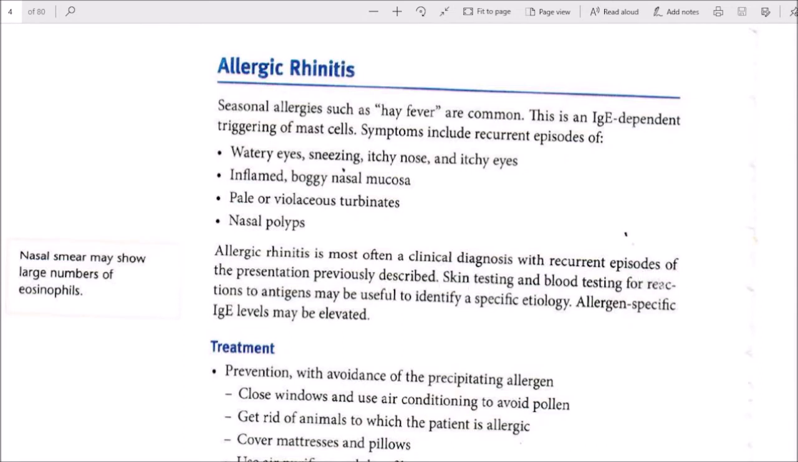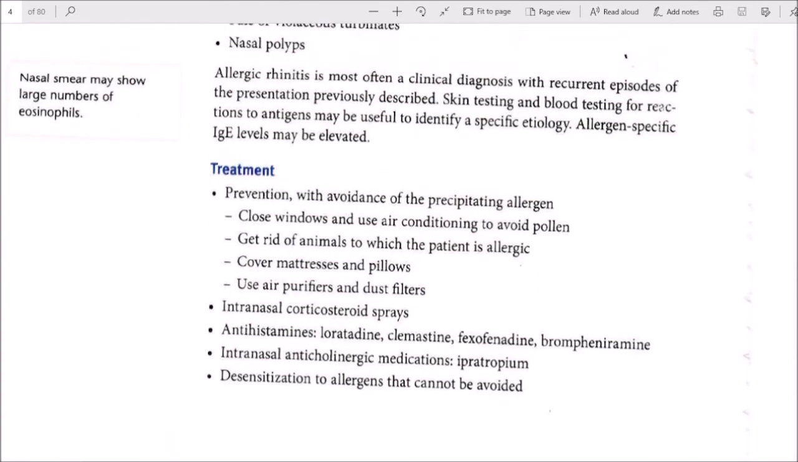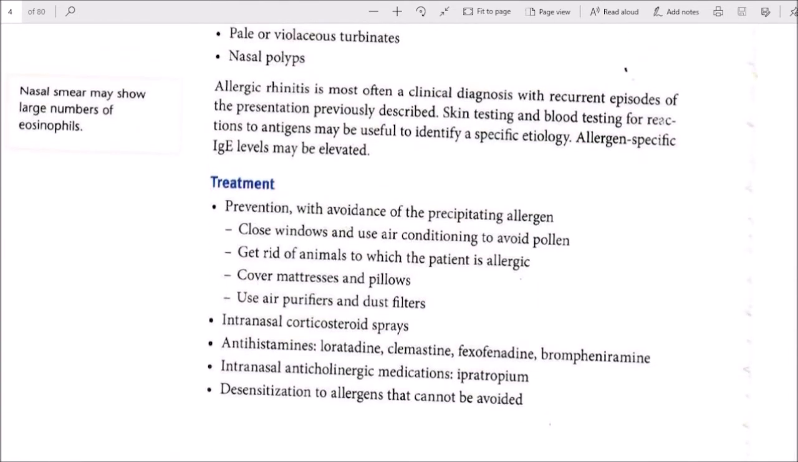Skin testing and blood testing for reactions to antigens may be useful to identify the specific etiology. Allergen-specific IgE levels may be elevated. Nasal smear may show a large number of eosinophils. Treatment is prevention with avoidance of precipitating allergens: close windows and use air conditioning to avoid pollen. Get rid of animals to which the patient is allergic.